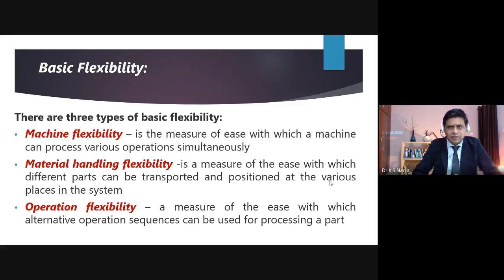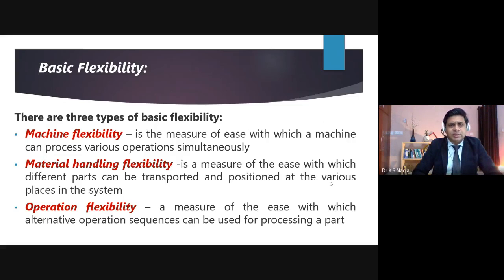One is machine flexibility. Machine flexibility is the measure of ease with which a machine can process various operations simultaneously. The machine is not a single unit, it is connected with n number of other units. We will consider this later on.